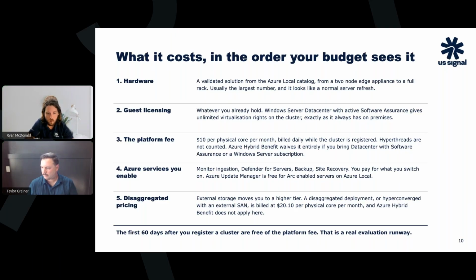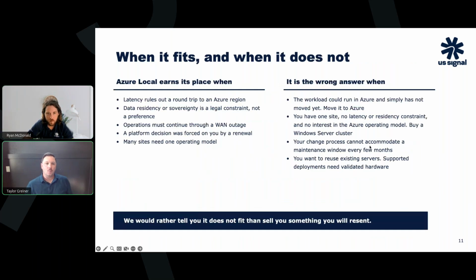Yep, makes sense. Perfect. The last piece there is what I just talked about with the disaggregated. So if you weren't fully hyperconverged and you're trying to have external storage or typical 3-tier, basically you're looking at about double the cost there for the physical core. I think Microsoft's goal would be to keep everybody hyperconverged, but just trying to make sure there's options for other folks there. Perfect. All right. When it fits, when it does not.